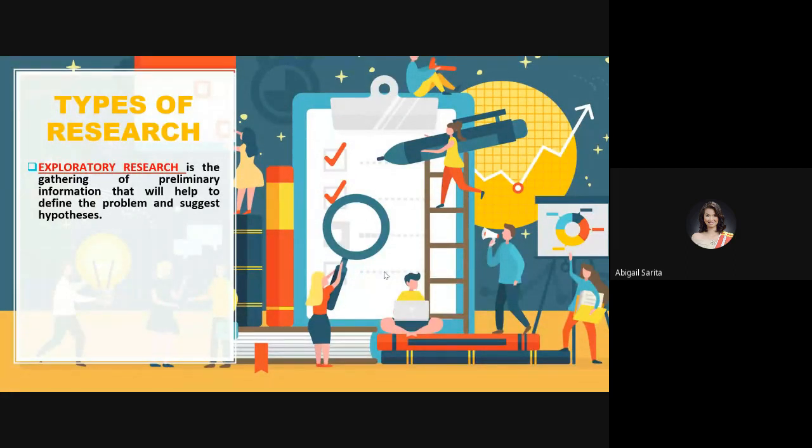First research na mostly ginagamit natin while we are doing marketing plan or action plan is exploratory research. So what do we mean by exploratory research? This is the gathering of preliminary information that will help to define the problem and suggest a hypothesis. So kukunin mo muna yung mga pertinent informations or relevant information. Mag-e-explore ka muna sa database or sa system. I-check mo muna ano ba yung mga available information doon.